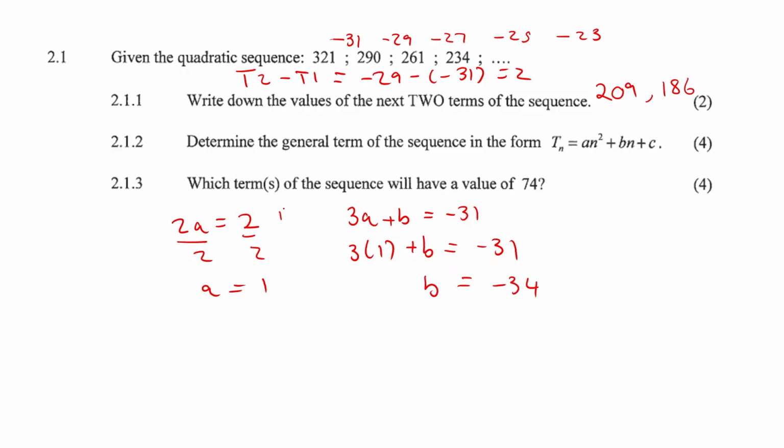So that's our first equation: 2a is equal to our second difference. 3a plus b is going to be equal to our first term. That is our second equation. And our third equation is a plus b plus c. And that is equal again to our first term.